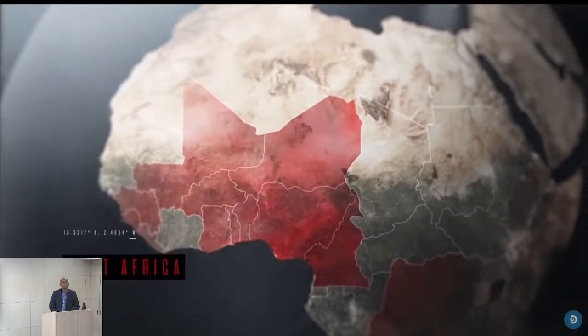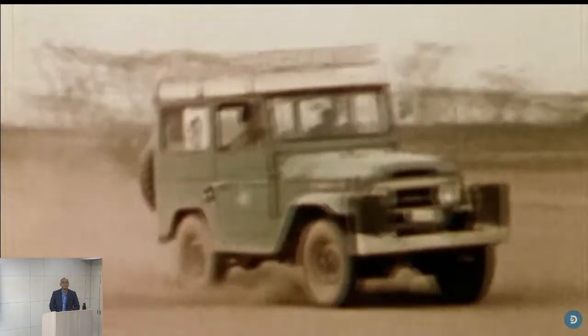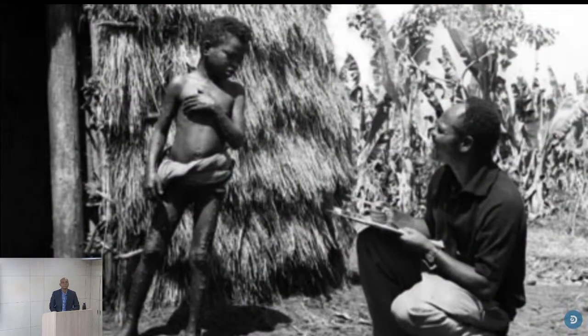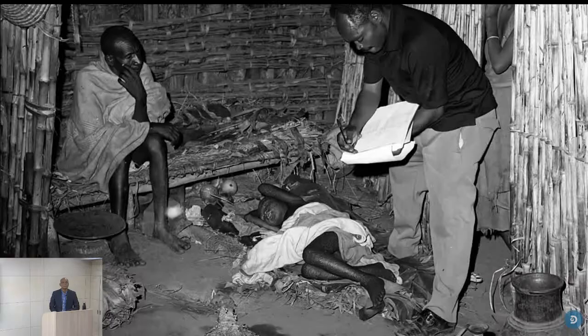West Africa was deemed to be the most difficult because it was relatively densely populated, and it also had the worst infrastructure. In December of 1966, we got notice of a smallpox outbreak in eastern Nigeria, but we didn't have a vaccine. We had a little bit, not enough. So we couldn't do mass vaccination.